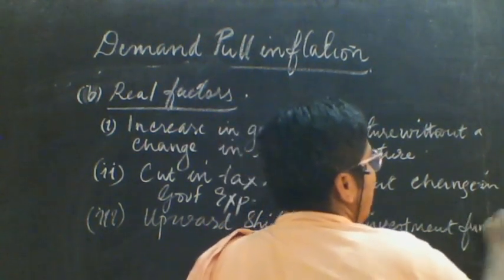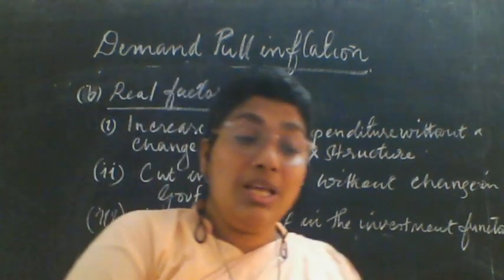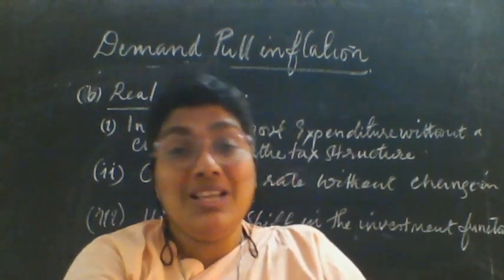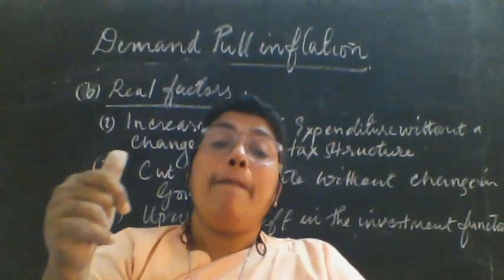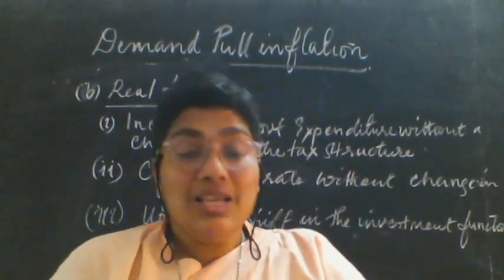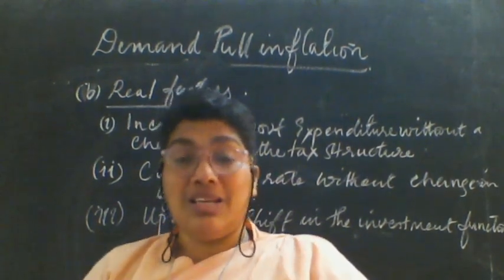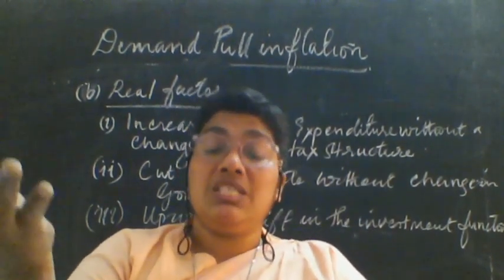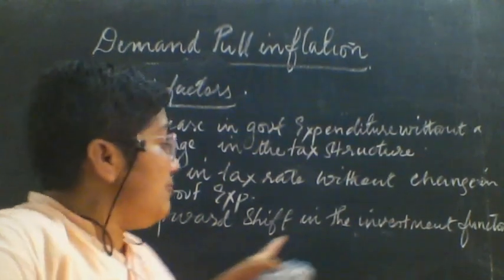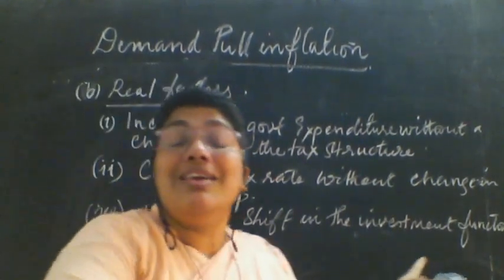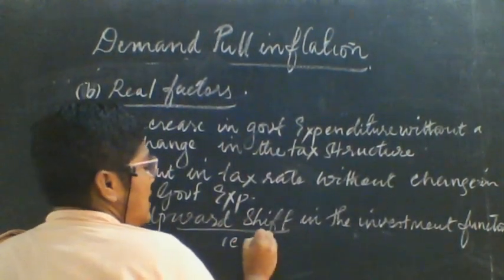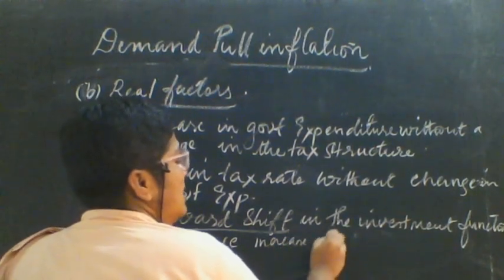Now what does this upward shift in the investment function mean? Students of economics will know the different components of expenditure. Demand side of expenditures are consumption demand, investment demand, government expenditure and export, right? So that is the expenditure side. We have learned that. Now, an upward shift in the investment function means increase in investment demand, that is increase in investment.